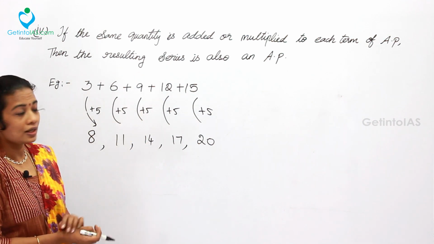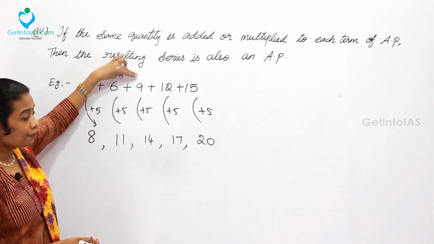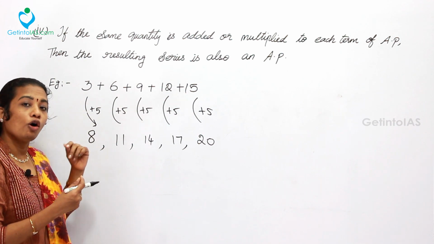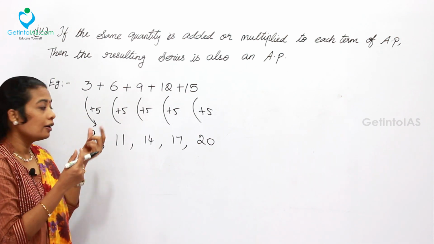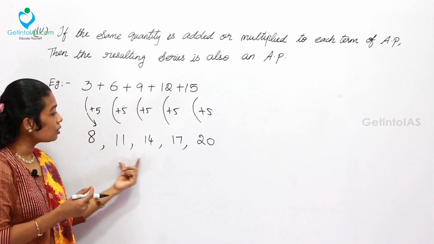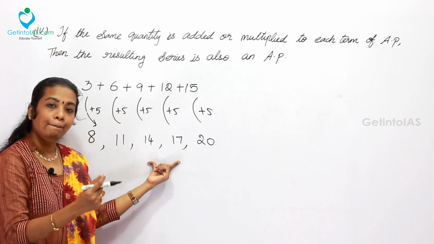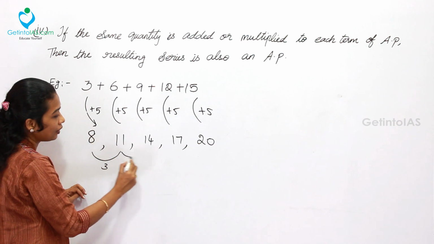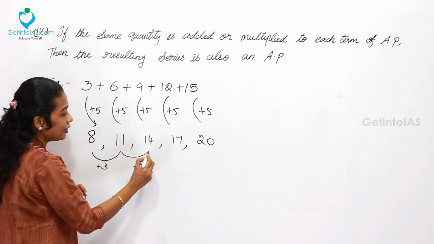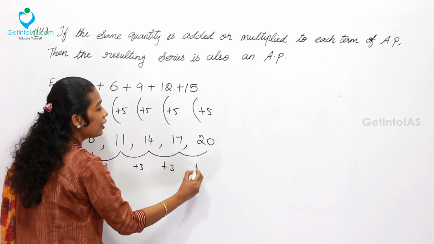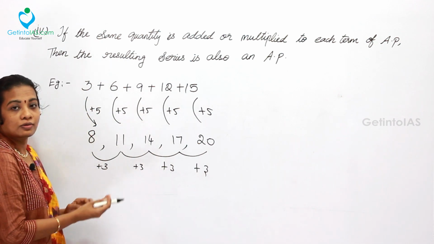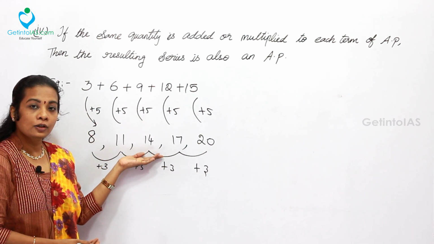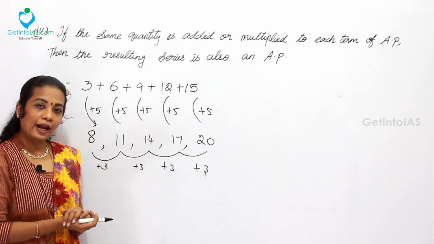The condition says if in any AP every term is multiplied or added with any constant value, the result will also be an AP. Check what the common difference is here. Plus 3, plus 3, everywhere plus 3. So we could say that the resulting series is also an AP.